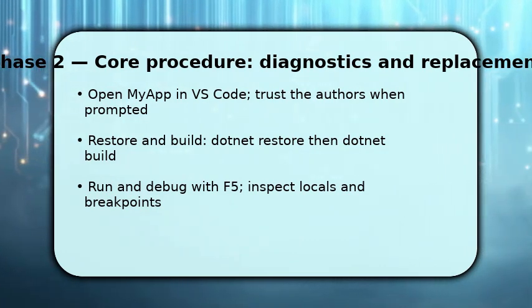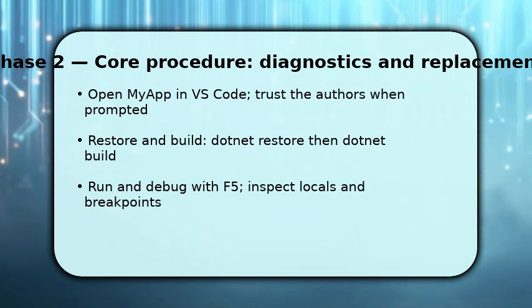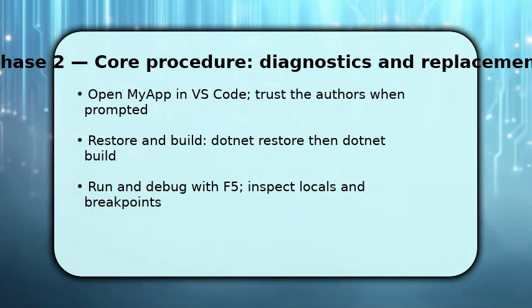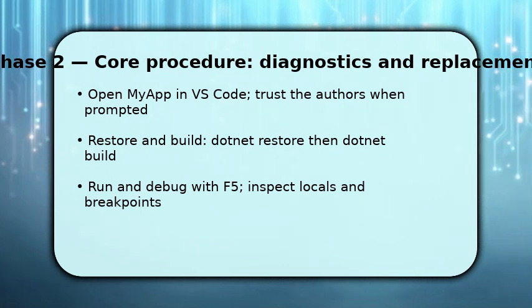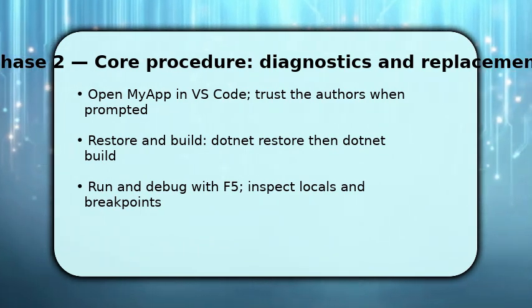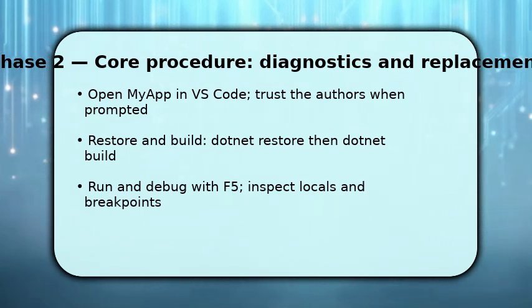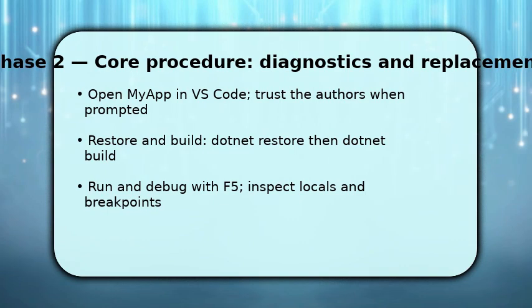Once that succeeds, press F5 to run under the debugger, set breakpoints, step through code, and inspect locals to understand flow. This reveals why a variable has a specific value and helps you iterate with targeted fixes rather than blind edits. You finish by validating workflow.